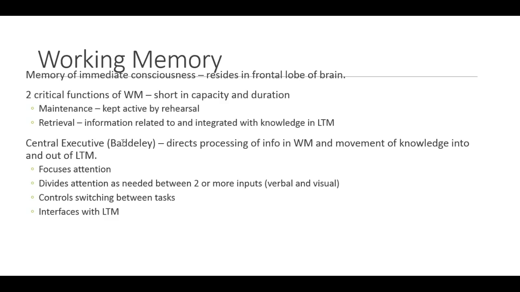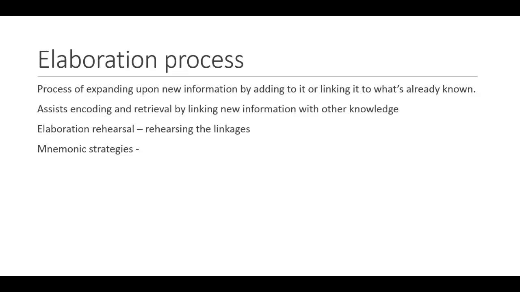So according to this model, the central executive helps focus attention. It helps divide attention as needed between two or more inputs. So as we get the smell and the sight of a hamburger all at the same time, it helps divide the attention between the smell and the sight of it, and it helps us control switching between tasks and then interfaces with long-term memory. So that's what Baddeley sees as the role of the central executive in our working memory.